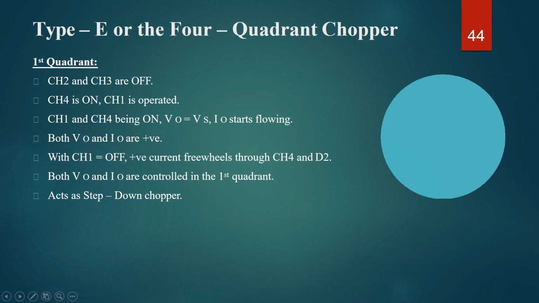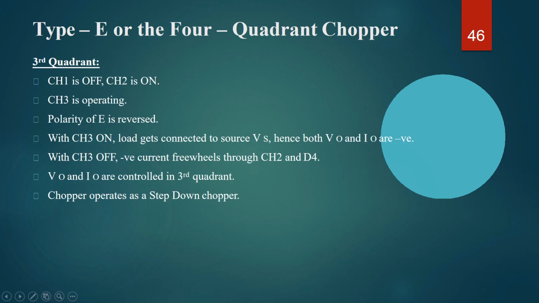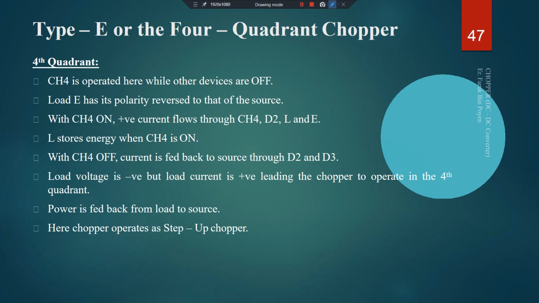In the first quadrant it is operating as a step down chopper. In the second quadrant it is known as a step up mode, but it has to have an E over there, which it already has, that is the back EMF of the machine. In the third quadrant it is again a step down chopper, and in the fourth quadrant it is acting as a step up chopper. So the different directions and the operations are explained over here.